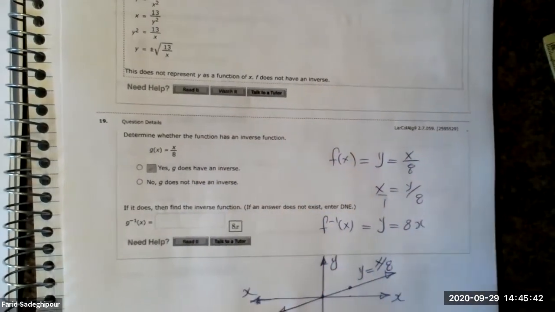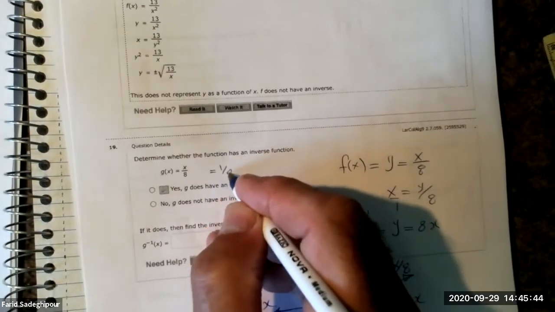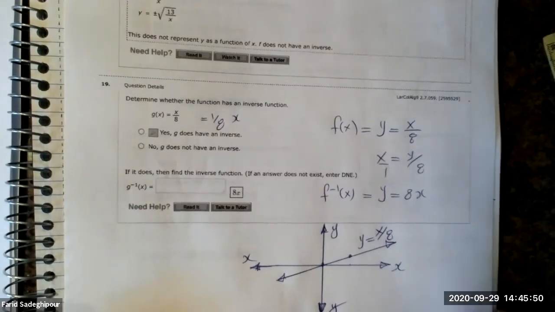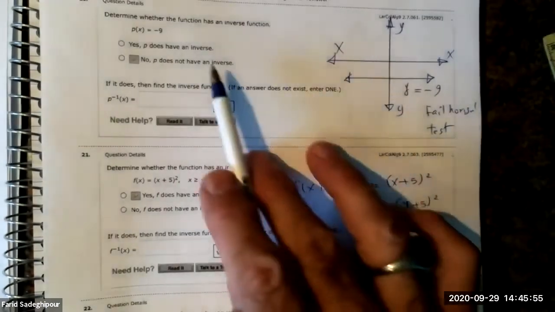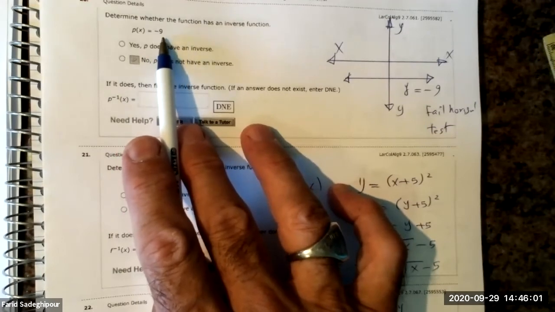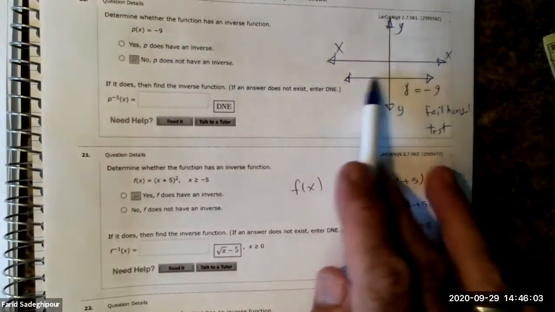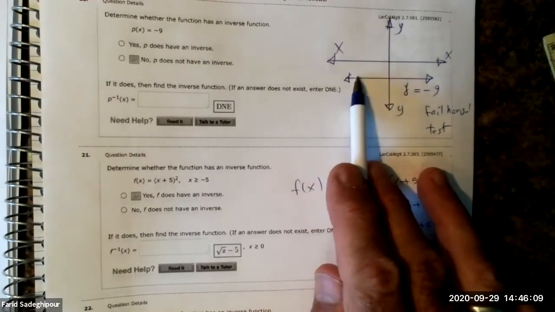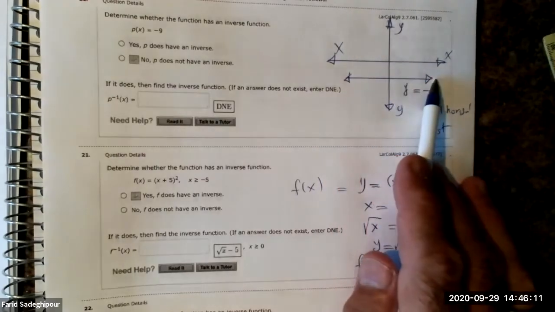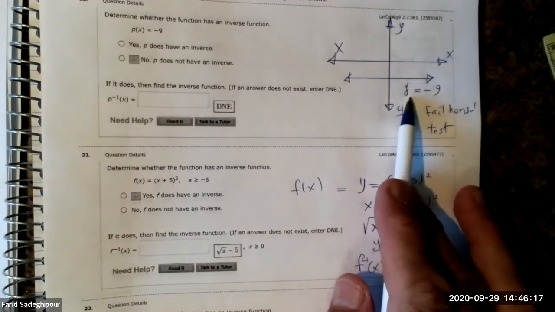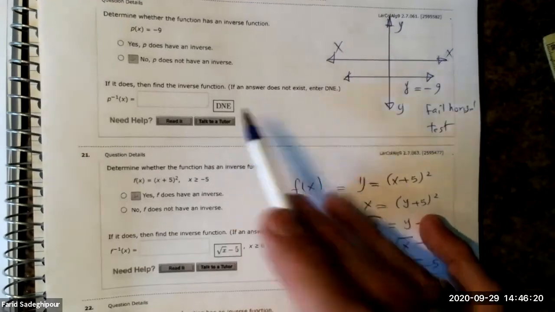X over 8, this is just like 1/8 x. It's just a straight line. So it does have an inverse. P of x equals -9, or y equals -9, is a horizontal line. And it failed the horizontal test. If you bring a horizontal line here, it touches this at so many points. So all the lines of y equals a number fail the horizontal test, so they don't have any inverse.